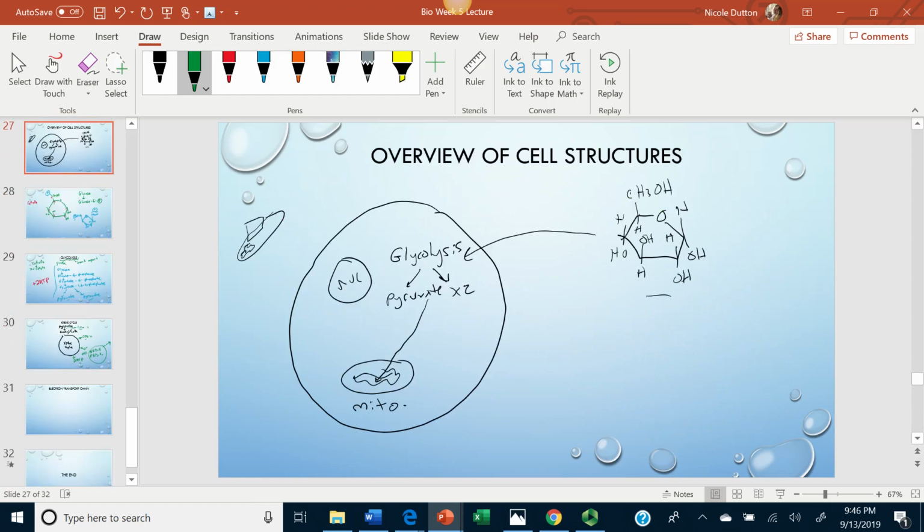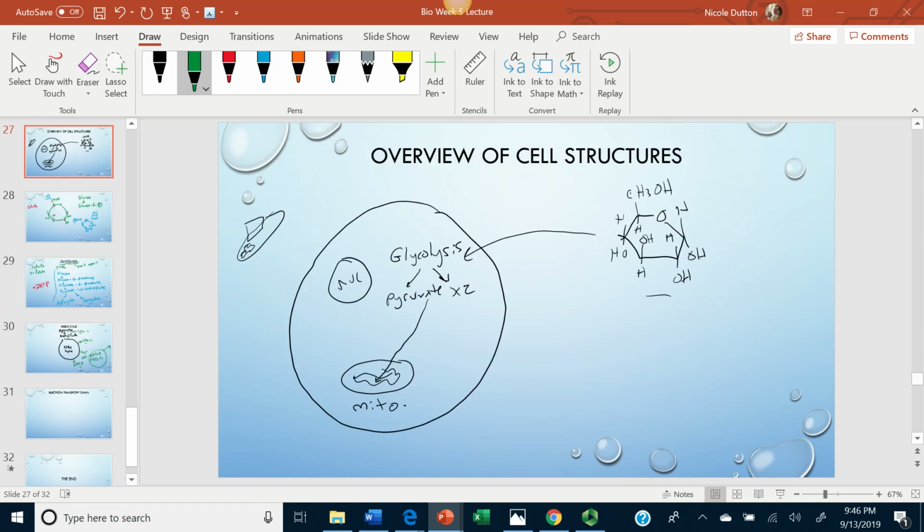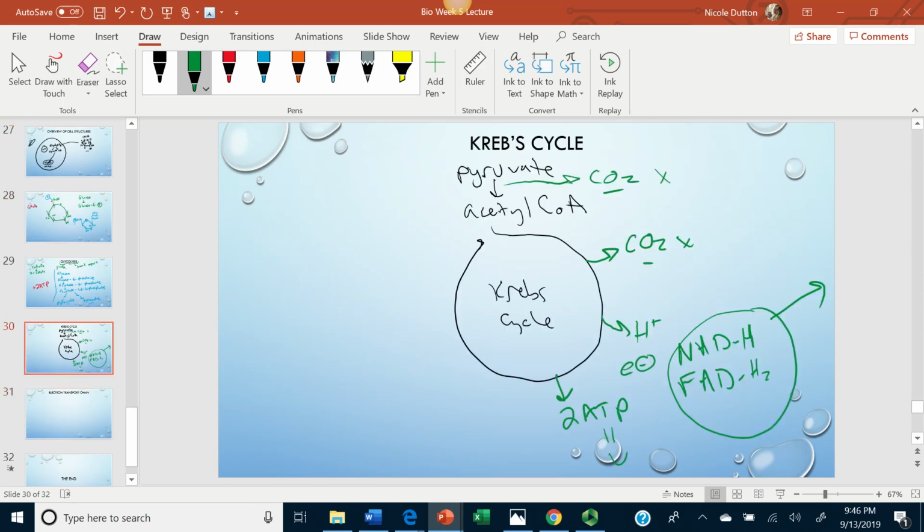Now, if you remember where this is all occurring in the cell, the pyruvate was brought into the mitochondrial matrix in order to do that Krebs cycle stuff. So this all happens in the mitochondrial matrix. So that's just the center of the mitochondria.